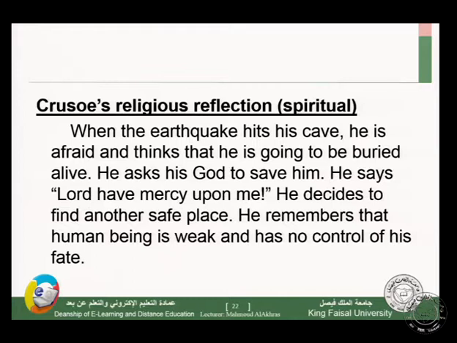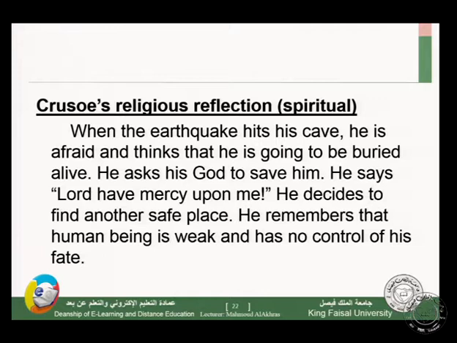Crusoe's religious reflection. Now let's see the spiritual side of Crusoe. When the earthquake hits his cave, he is afraid and thinks that he is going to be buried alive. He asks his God to save him. He says, Lord, have mercy upon me. He decides to find another safe place. He remembers that a human being is weak and has no control of his fate.